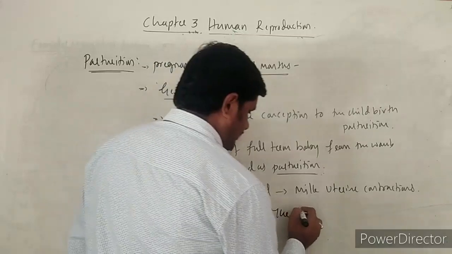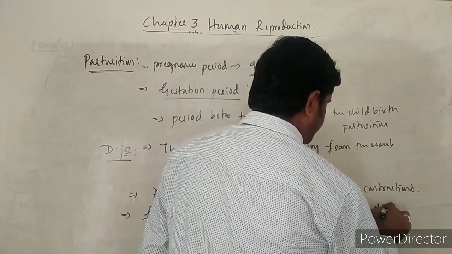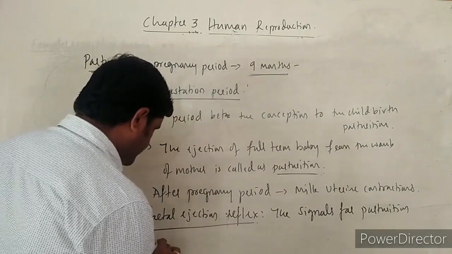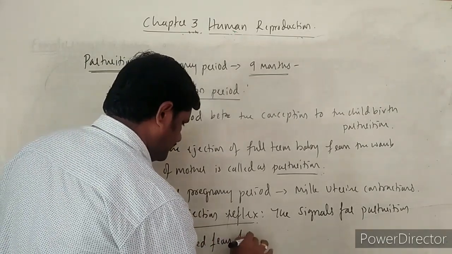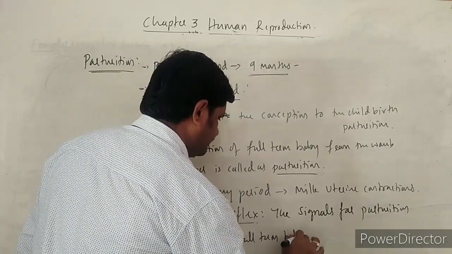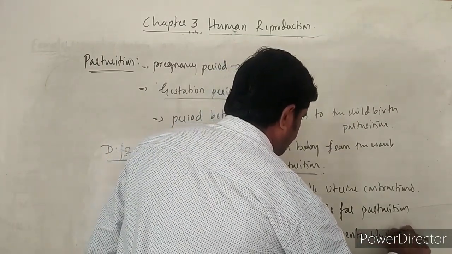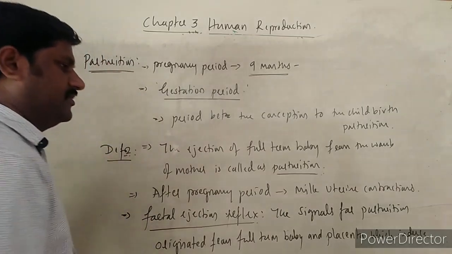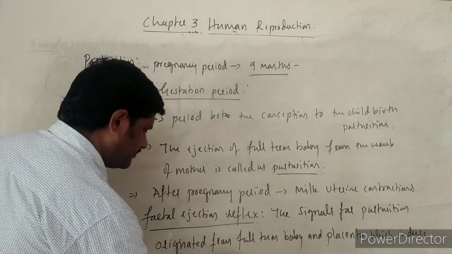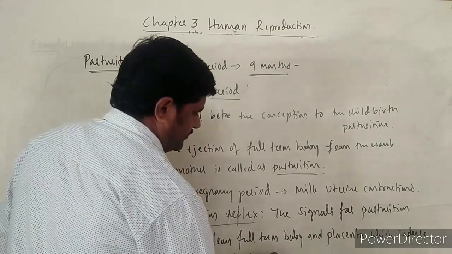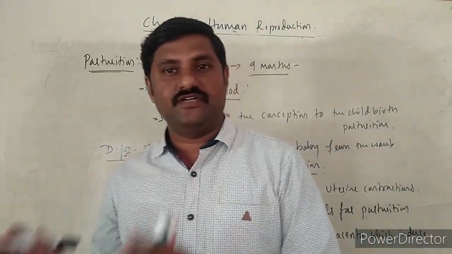So the signals for parturition originate from the full-term baby and placenta, which induce mild uterine contractions, which is called the fetal ejection reflex, right? Which is called the fetal ejection reflex.